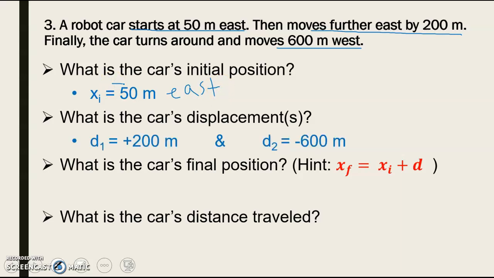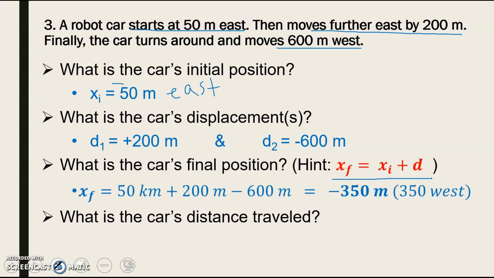Now, what are the car's displacements? Well, one displacement was a positive 200 meters because it goes east, which is considered positive. The other displacement would be negative 600 because it's moving west, which is negative. All right, we need to solve for the final position. Again, we can use this formula: the initial position plus the displacements. So our initial position was 50 plus a positive 200 plus a negative 600. We should get negative 350 meters, or 350 meters west.